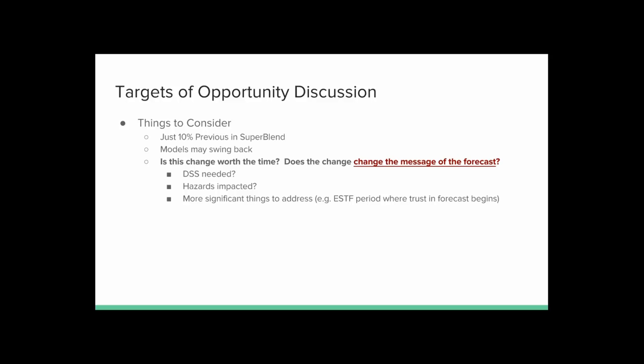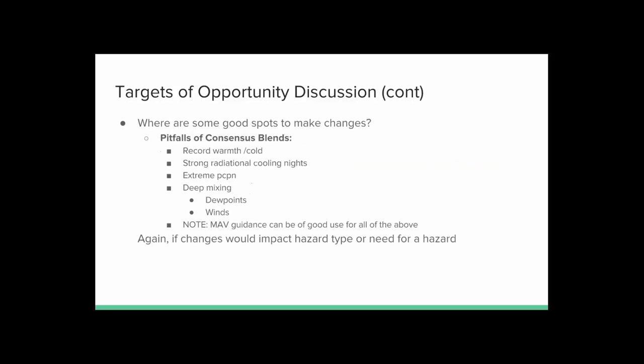Models, of course, may swing back. And again, like I mentioned, does that change the message of the forecast? There certainly could be more significant things to address too, maybe in the short-term period. But there's nothing saying you can't make changes. You can make changes, but look at targeted ones. Here are some examples where consensus blends can go awry. In the last webinar, we presented from Boulder a situation with winds that they still keep running into.